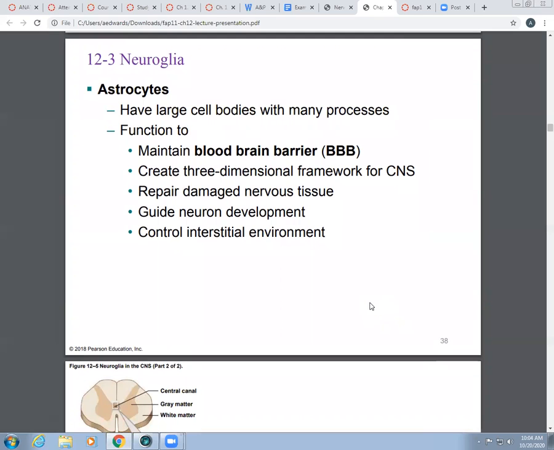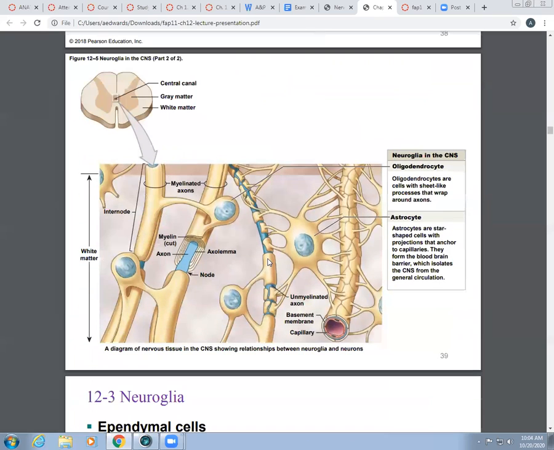So a little more detail here, the astrocytes. Their cell bodies are large, with lots of processes, and they help maintain your blood-brain barrier. Big thing that astrocytes do. Okay, they can help repair tissue. All right, they help neurons when they're developing.